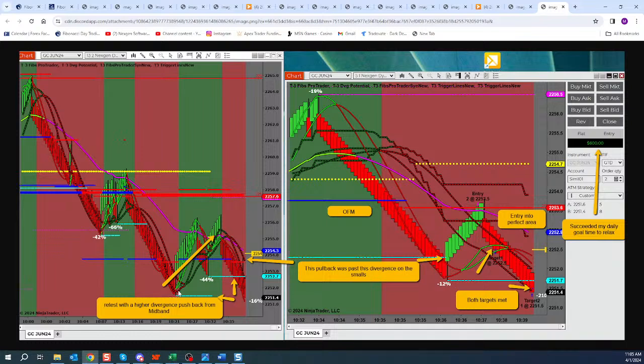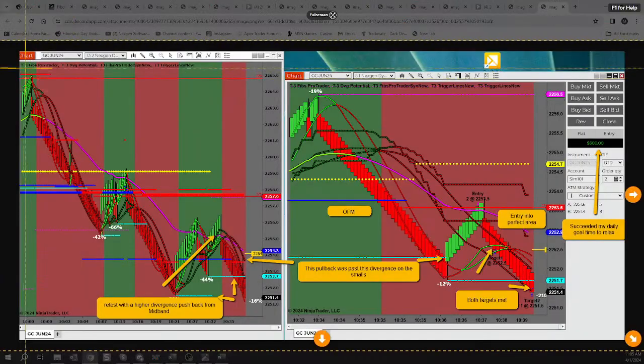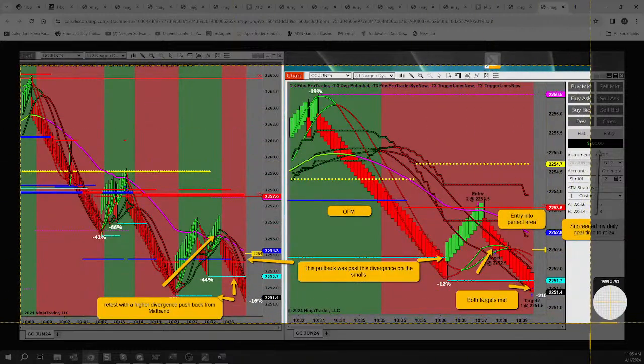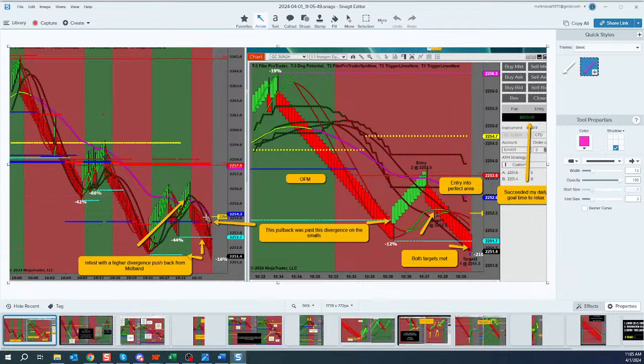I still break rules every now and then. The worst is when you break a rule and then you're in the middle of the trade and you go, oh my gosh, I just broke my rule, and you exit and then it does what it did anyway. So let's do this again.